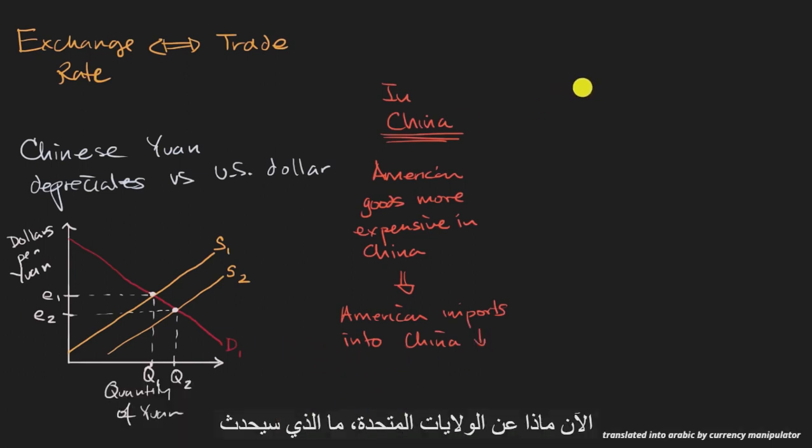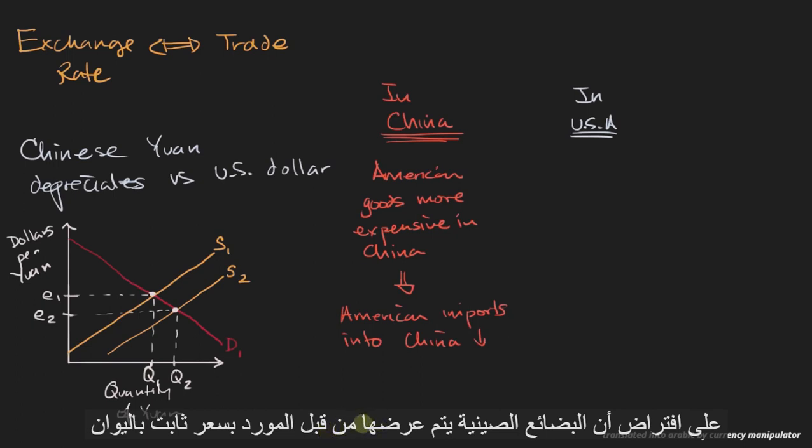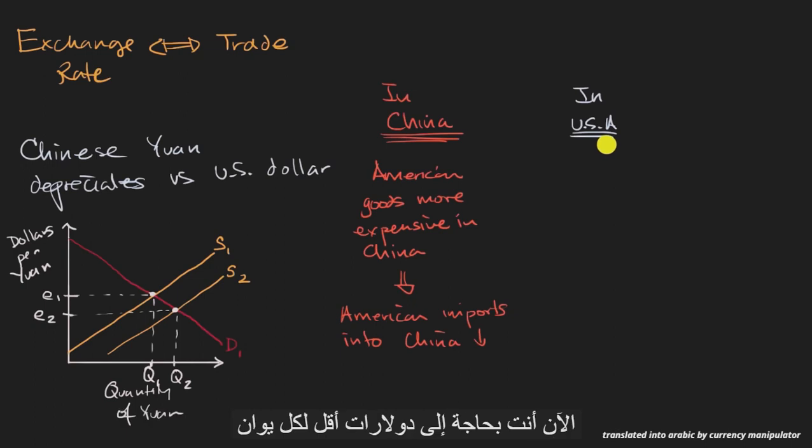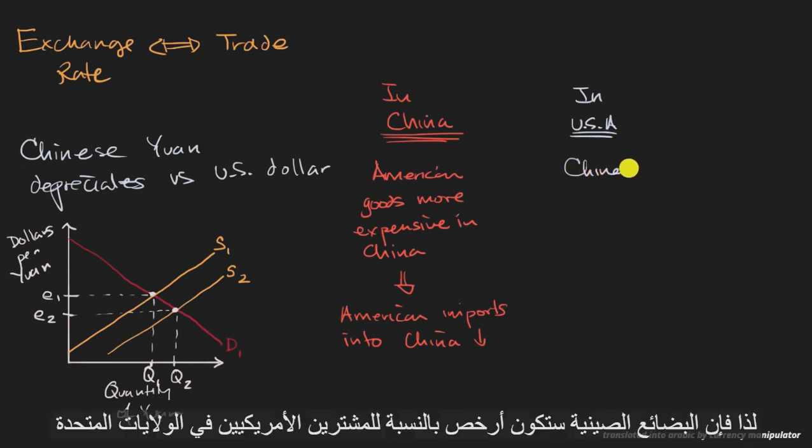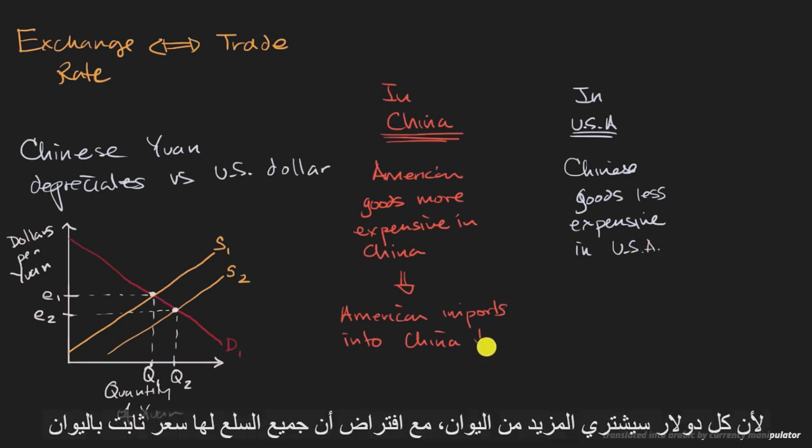Now, what about in the United States? In the United States, what is going to happen? Well, assuming that Chinese goods are offered by the supplier at a fixed yuan price, now you need fewer dollars per yuan. So Chinese goods are going to be less expensive to American buyers, because each dollar is going to buy more yuan, and assuming that the goods have a fixed price in yuan.